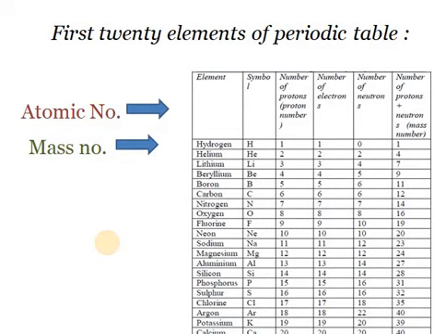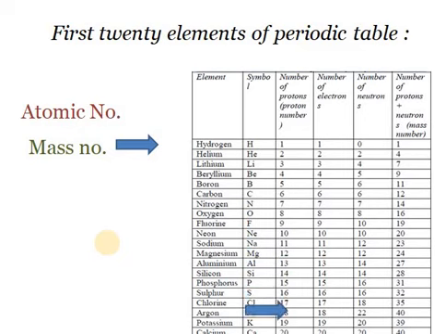Here is the list of the first 20 elements from hydrogen to calcium. In the first column you can see the chemical names of these elements, and in the second one their symbols, their abbreviated names. Next to this is the number of protons in one atom of the element. Then the number of electrons. Remember, the number of protons and the number of electrons are equal in the case of a neutral atom. Thereafter comes the number of neutrons, and finally the mass number, which is the sum of the number of protons and the number of neutrons.